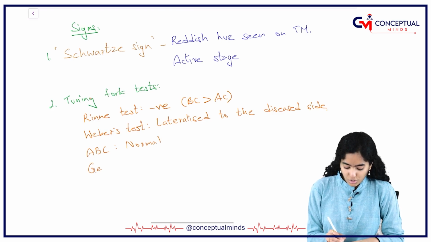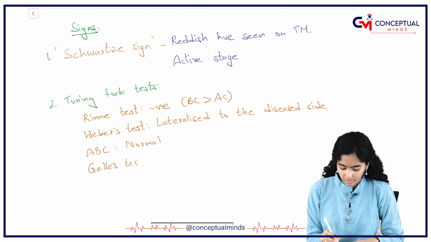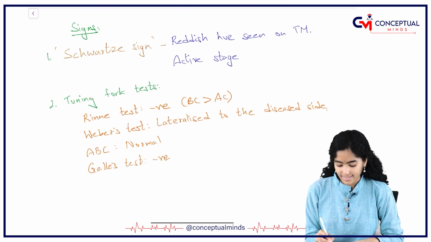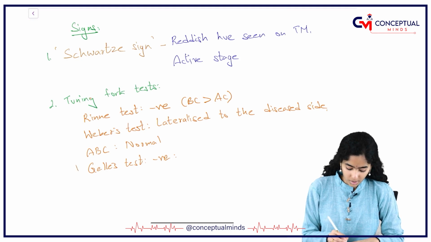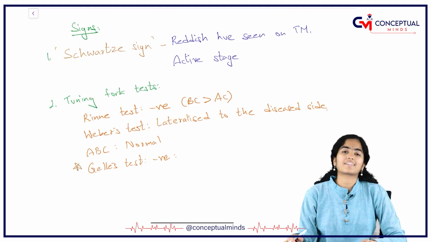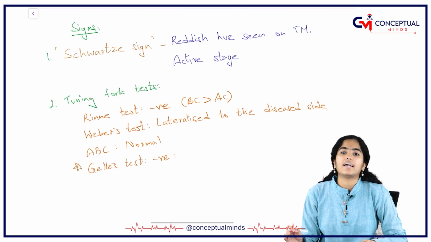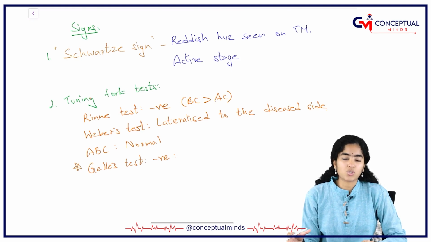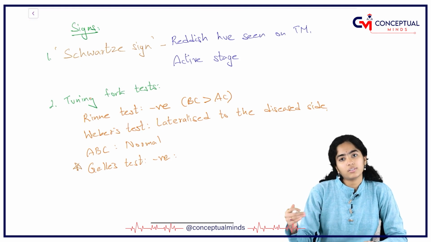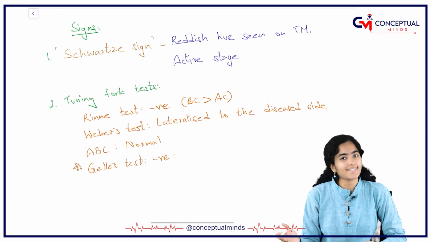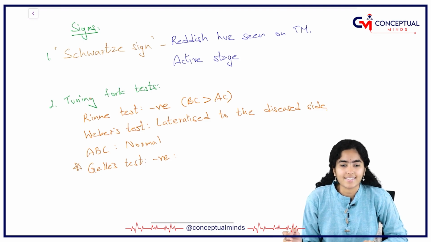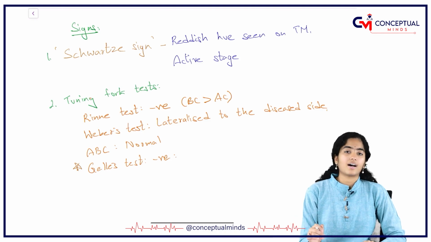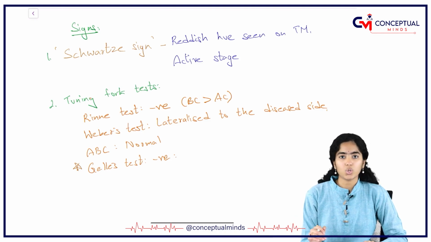Then we have Gelle's test. Gelle's test is negative. This is one of the very important features of otosclerosis. Gelle's test is negative. When is that negative? When the stapes footplate is fixed. When the footplate is fixed, whatever pressure changes you create in the external auditory canal, they are not transmitted inside because the footplate is fixed. And so, Gelle's test is negative. These are the signs that we observe in otosclerosis.